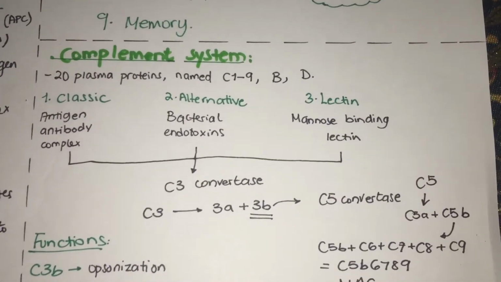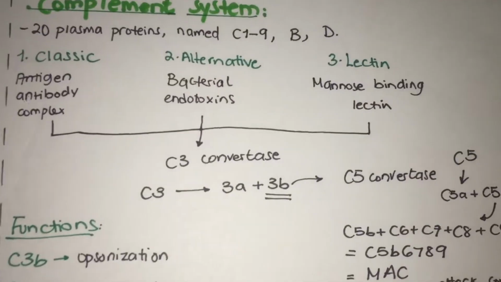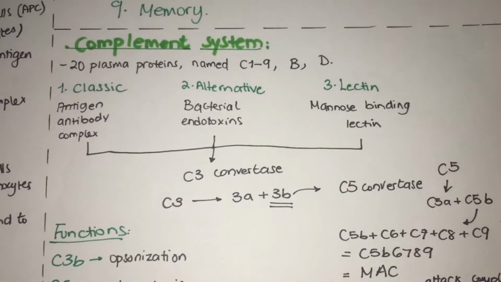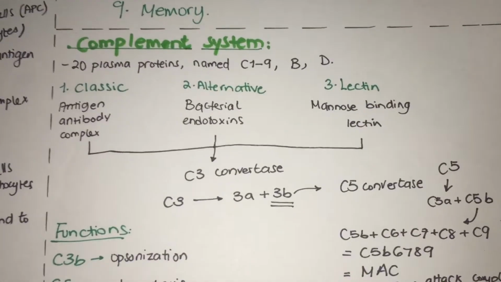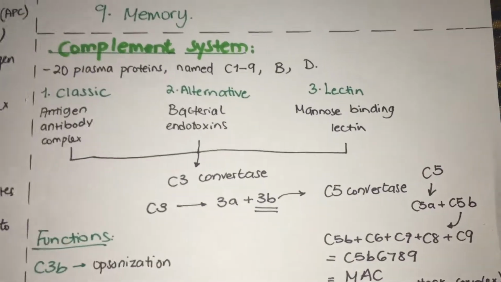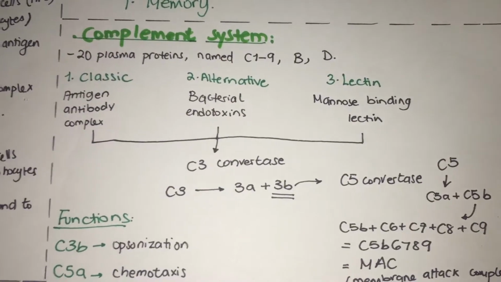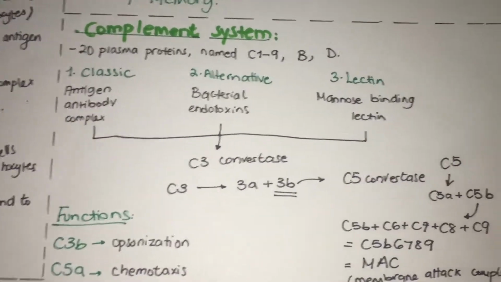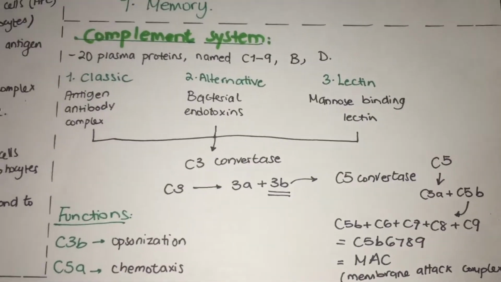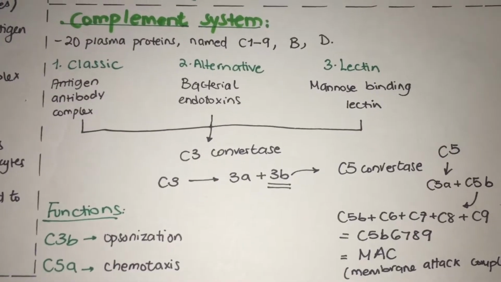The second part is the alternative pathway. This gets triggered by bacterial endotoxins. So the moment a bacteria enters the body, it starts secreting endotoxins, and these endotoxins trigger the alternative pathway. The third pathway is the lectin pathway, and basically there is this lectin that binds to mannose, or mannose is a sugar that can be found in those foreign bodies, and it binds to it, and yeah, the process is triggered.